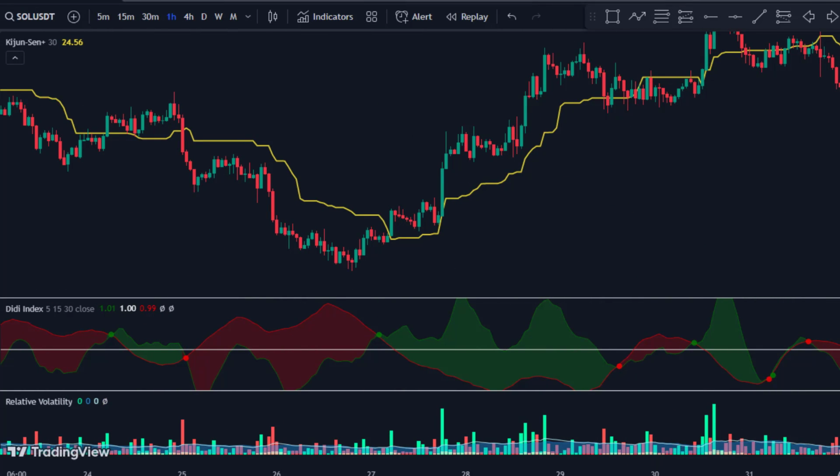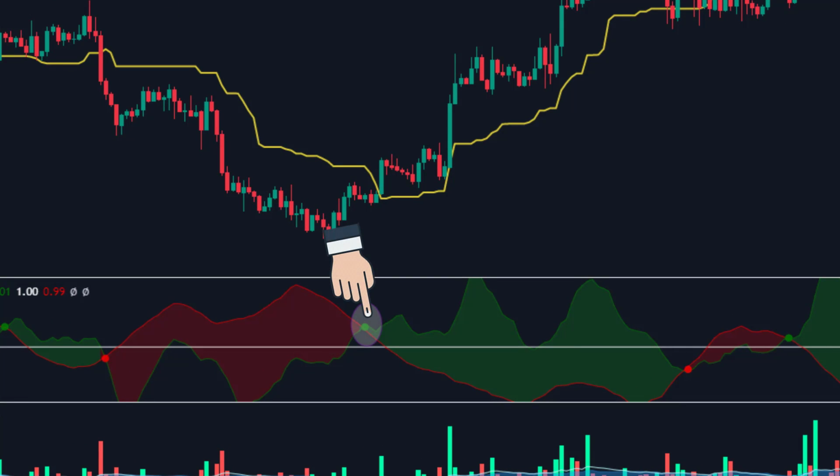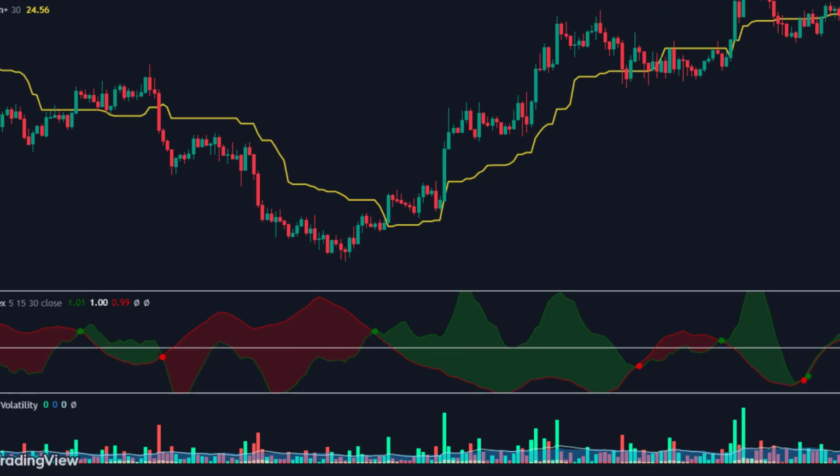Let's look at another example. Here is Soluna USDT on 1 hour time frame. On the Diddy index, you can see that the fast line has crossed above the zero line and has diverged the slow line, which printed a green point, also that it has started expanding, which signals to us that price is going up.